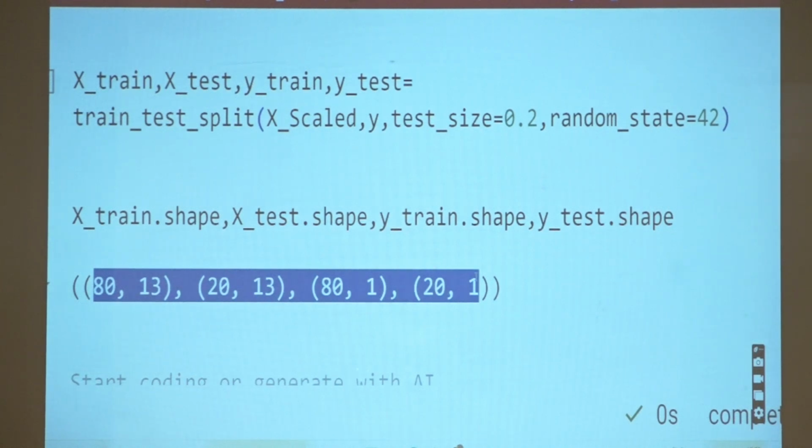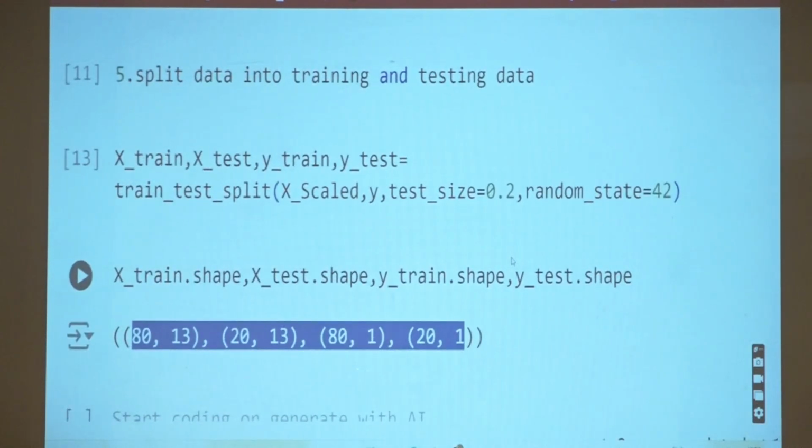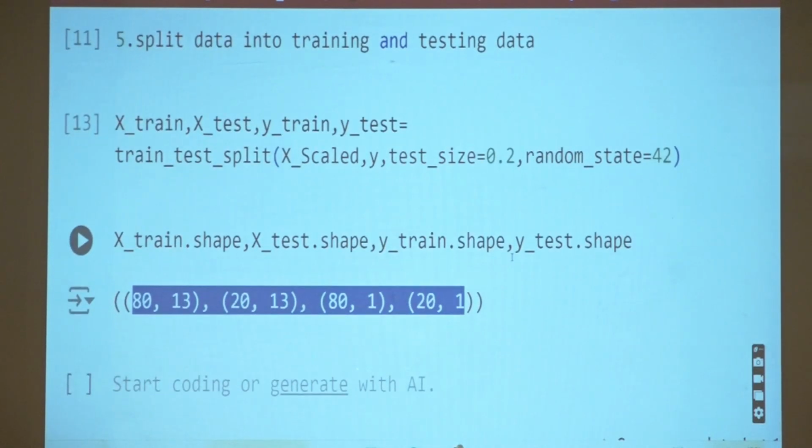Y is only 1. So y train would be 80, 1, and y test would be 20, 1. You got it. So X train, Y train, X test and Y test. You can see the shape like this. Just for your reference, you need not do that in code. It is to make you understand what X train, X test and Y test are. Okay, we'll go with the next step.